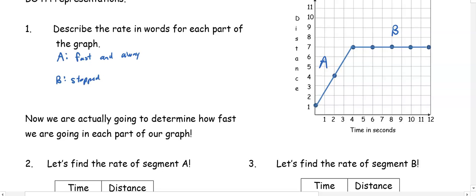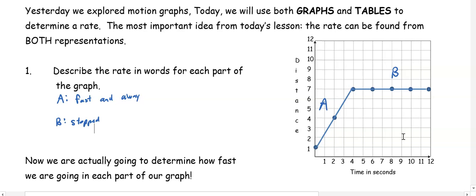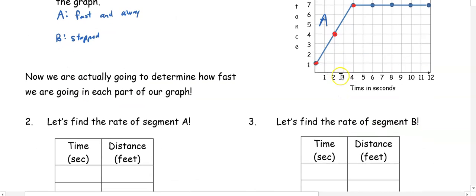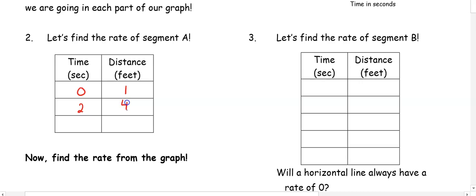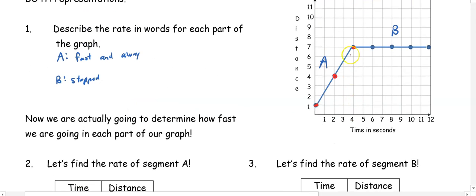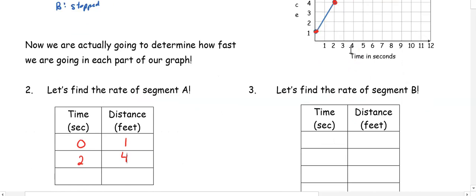Now we're going to actually determine how fast we're moving in each section. So if we look at the graph, there are 3 points for A. So 1, 2, 3. We're going to write those 3 coordinates in the table. So the first coordinate is at 0 seconds, we're at 1 feet. At 2 seconds, we're at 4 feet. And at 4 seconds, we're at 7 feet.